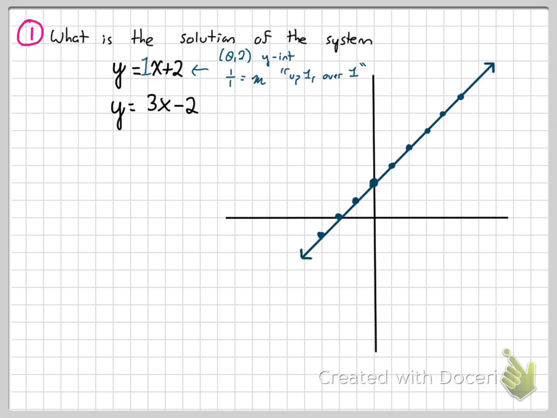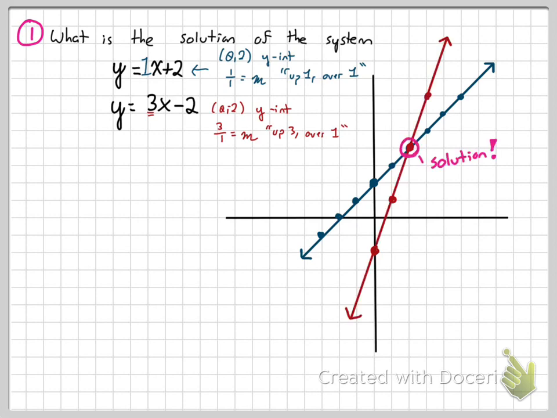The line y equals 3x minus 2 starts at (0, negative 2) for the y-intercept, and then my slope is 3, meaning I'm moving up 3 over 1. So we'll start at (0, negative 2), count up 3 over 1, up 3 over 1, up 3 over 1, and then I'll make my line. So here I can see that that's my solution. My solution to that system is the coordinate (2, 4).